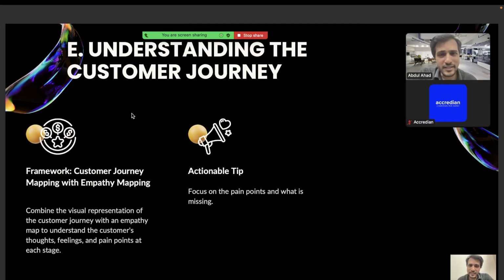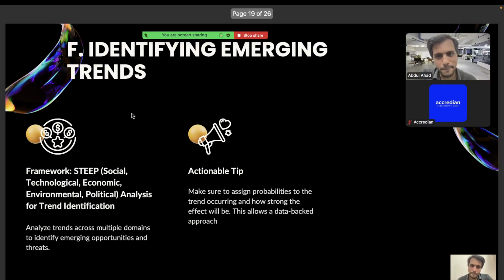Next, understanding the customer journey. We spoke about this a bit. As part of the customer journey, there is a visual representation of the customer journey from the start to the end. Using this, we can learn about their thoughts, feelings, and pain points for each and every stage. Our focus is to learn those pain points and understand what is missing.